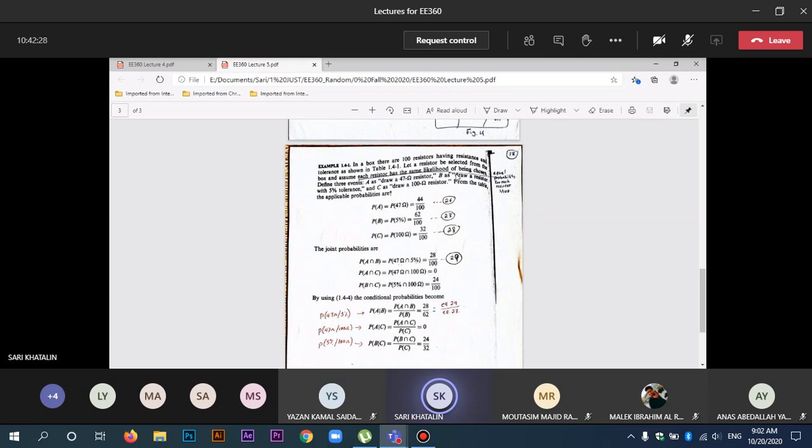Okay? So with that said, the first event A is a draw of a 47 ohm resistor. B, a draw of a resistor with 5% tolerance. C, a draw of a 100 ohm resistor.